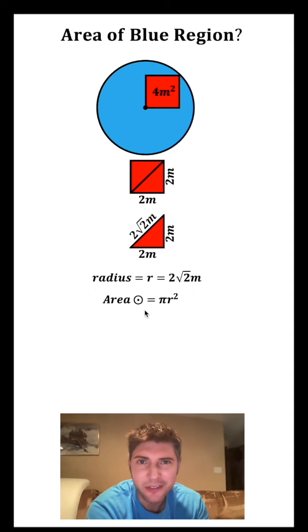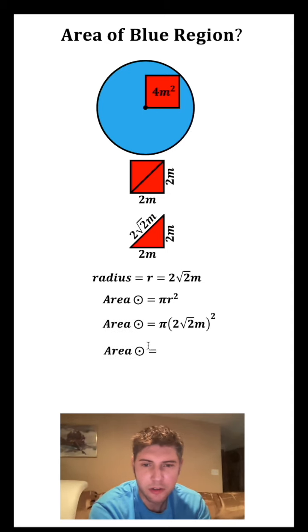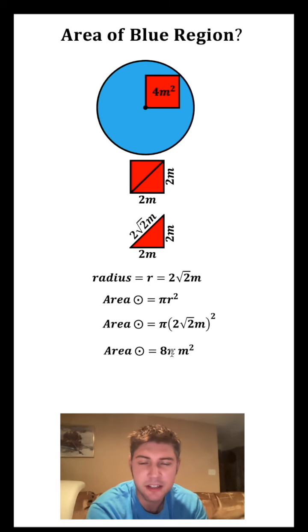Now let's find the area of the circle. Well, the area of a circle is pi r squared. So let's plug in 2 root 2 meters for r. To simplify this, 2 squared is 4, and root 2 squared is 2. So we can multiply that 4 times that 2 to give us 8, and this changes into 8 pi meters squared. The 8 came from here, the pi came from here, and the meters squared came from here.